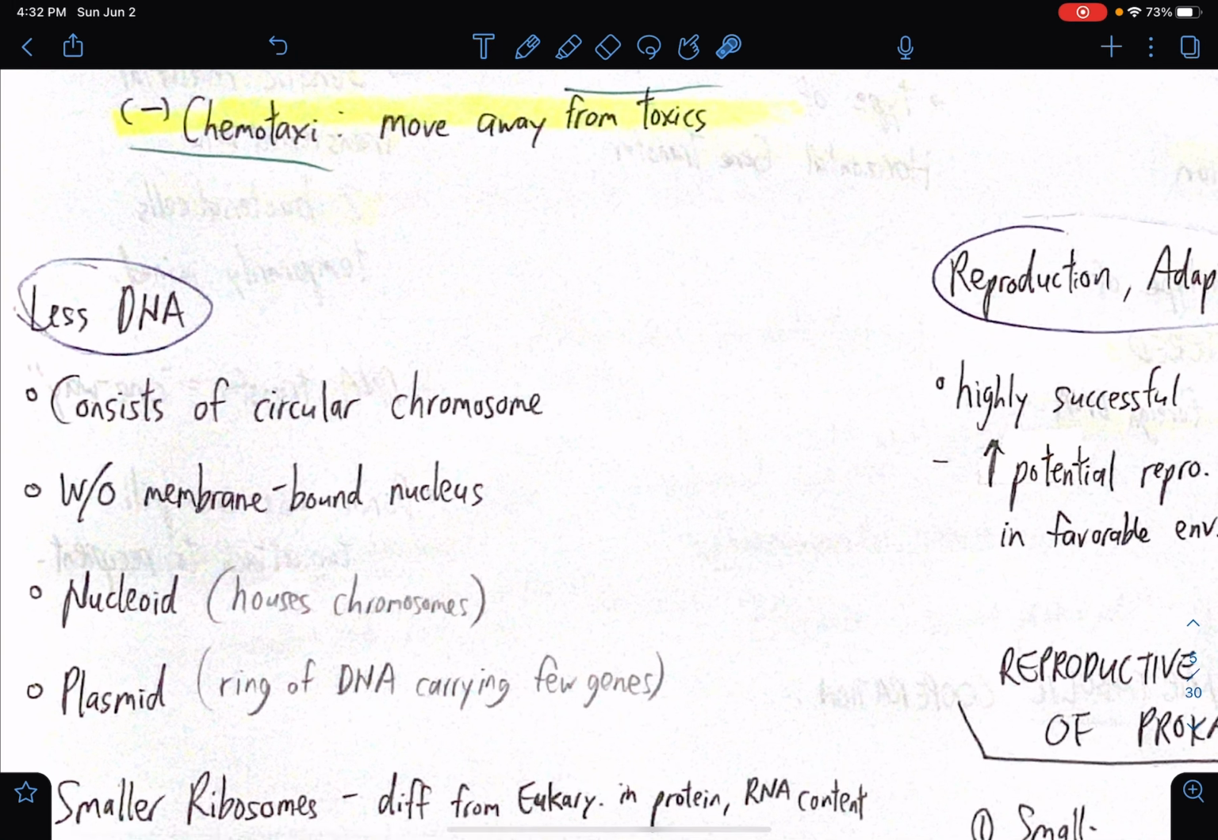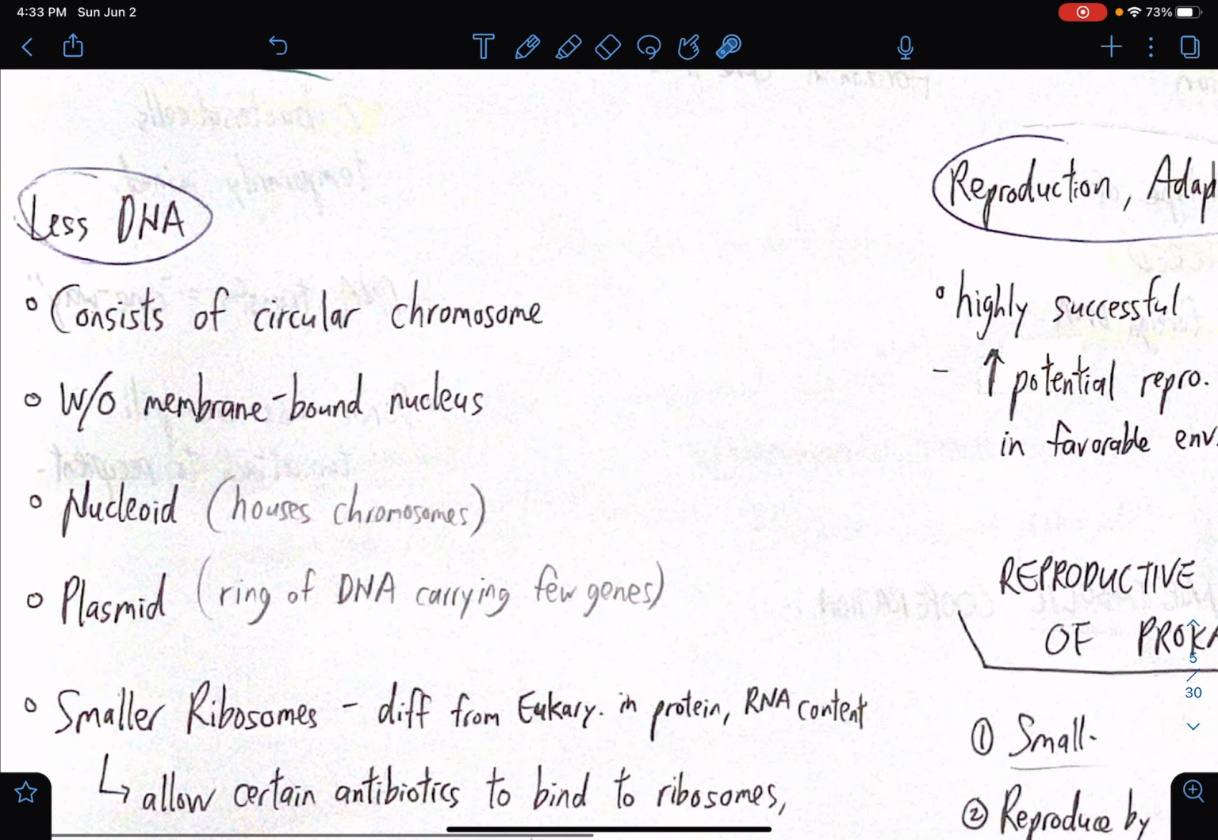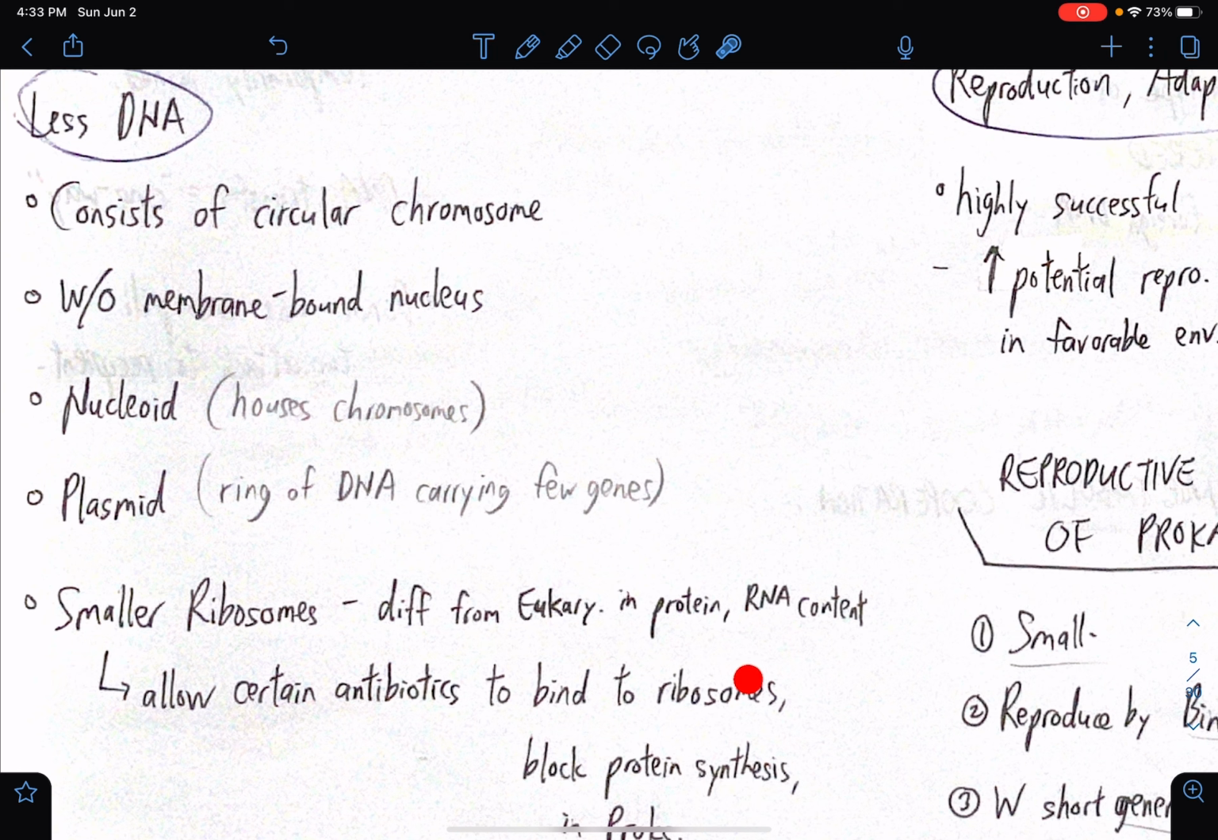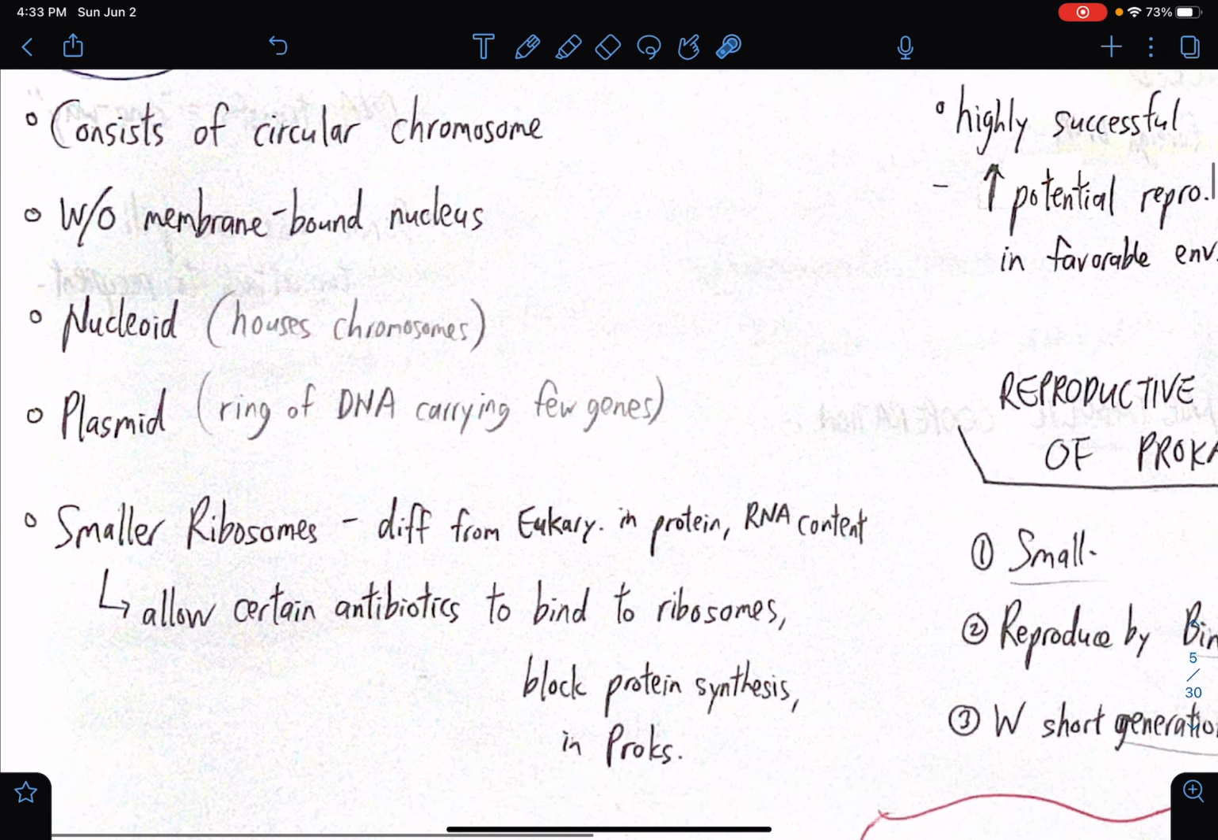So, okay. The DNA consists of a circular chromosome. There is no membrane-bound nucleus, like what I said earlier. Instead, there's a nucleoid. This nucleoid houses the chromosomes, the genetic material, and the plasmid. This is a ring of DNA that carries a few genes. Smaller ribosomes are different from eukaryotes in protein and RNA content. They allow certain antibiotics to bind to ribosomes and block protein synthesis in prokaryotes. That's basically the end result.